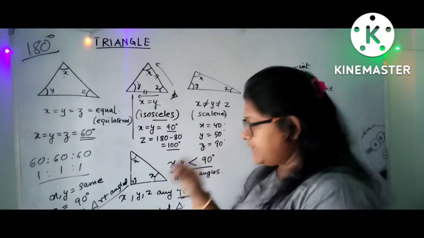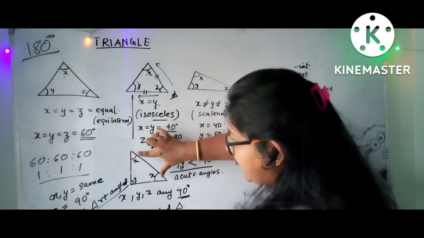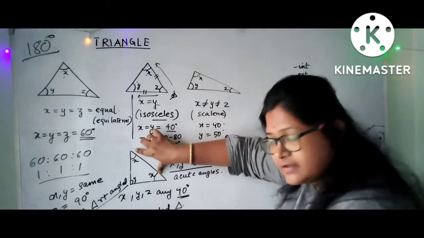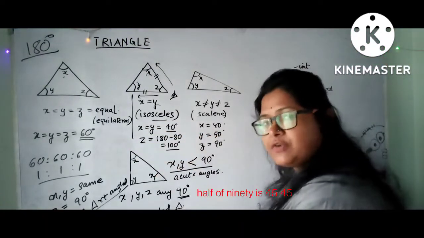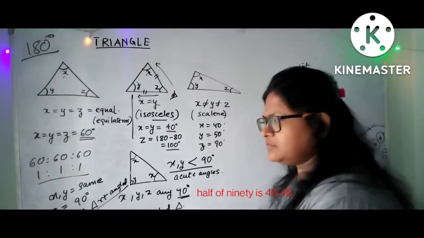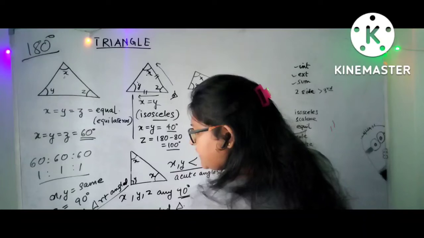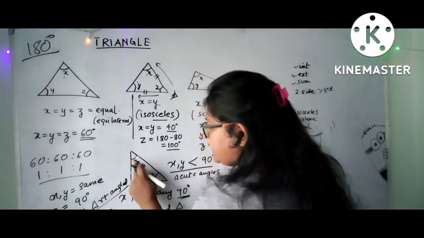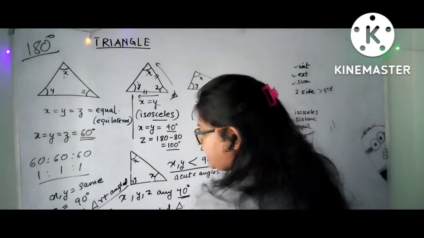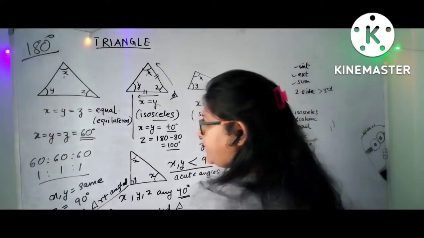So if one angle is 90, that means the addition of these two also has to be 90 degrees. That means my x and x will be how much? 45, isn't it? Do you understand? 180 minus 90 means what? My answer will come as 90 degrees. Now they are saying that these two are the same. That means it will be 90 divided by 2, which is 45 degrees.